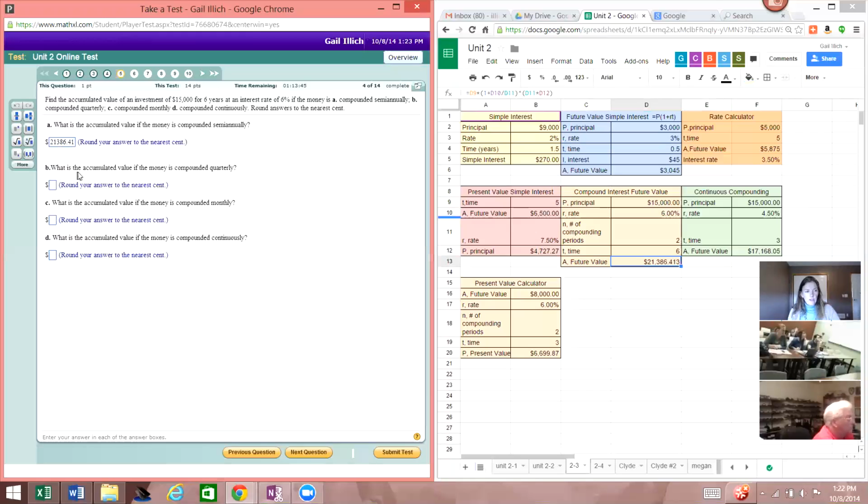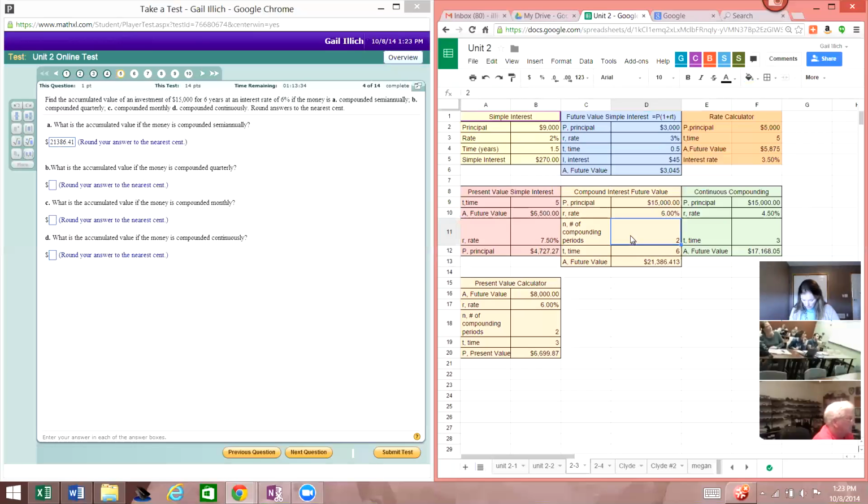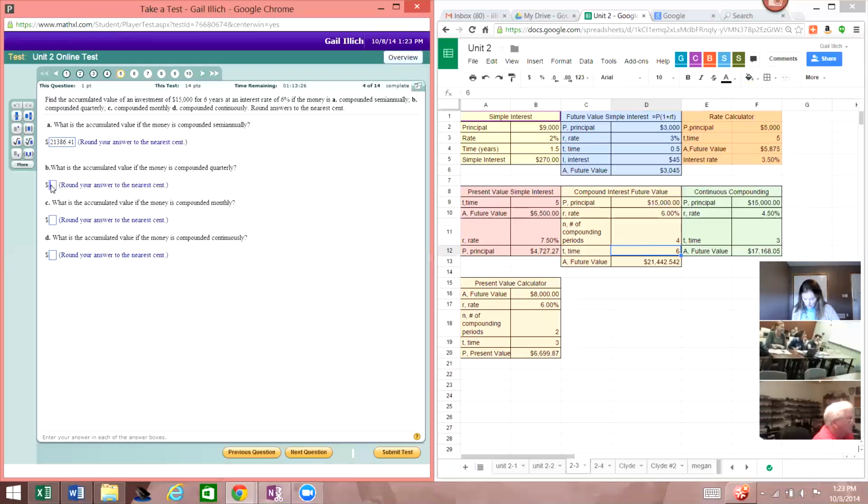Now the next question says, what is the accumulated value if the money is compounded quarterly? So what's going to change? The number of compounding periods. 2 to a 4. Yeah, I'm going to change that to a 4. And now I have 21,442.54. Okay, and I should always double check typing in. I can see making a typo, you know.